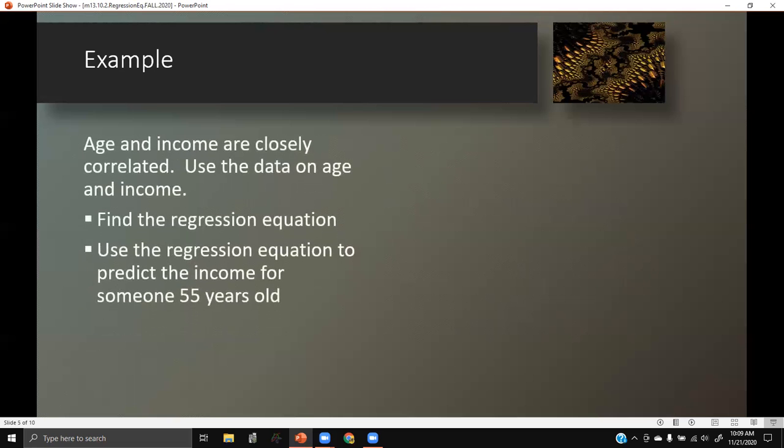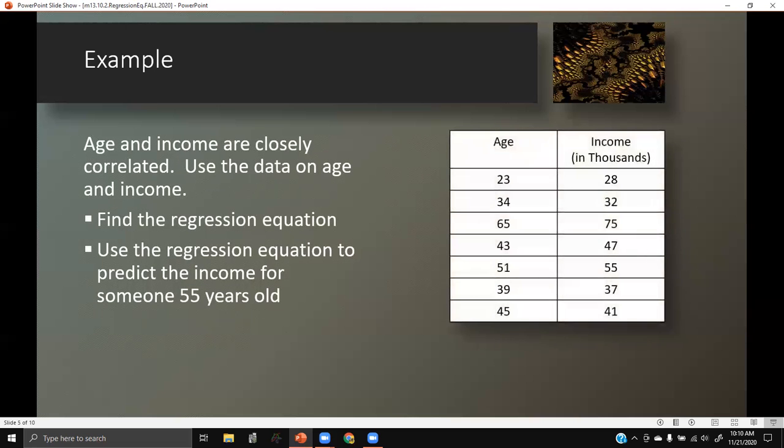All right, so here's our example. Age and income are closely related. The older you are, usually a little bit more you make. So we're going to have some data on age and income, and we're going to do a couple of things. We're going to find the regression equation, and then we're going to use that regression equation to predict the income for someone 55 years old. So we have some age and we have some income. $28,000. So realize your age is in years and your income is in thousands of dollars.